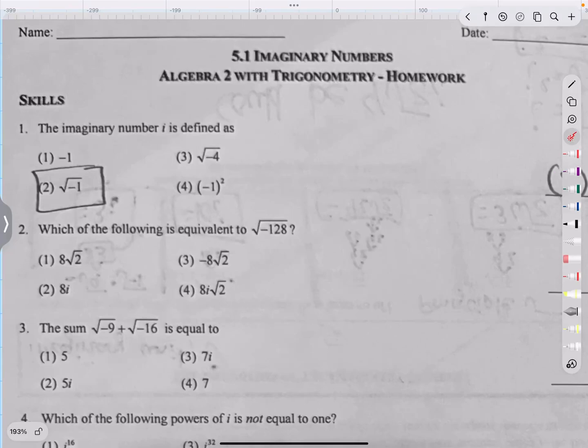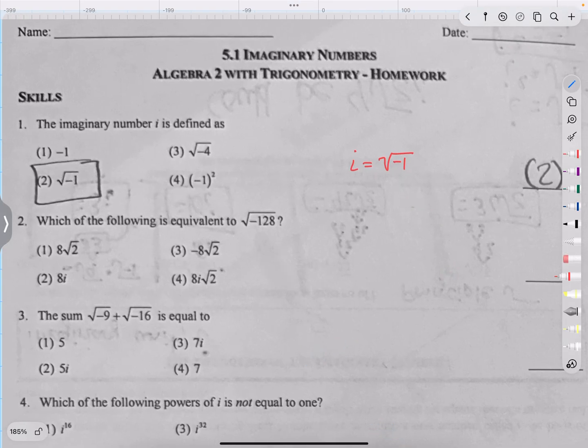So I'll run through these quick. The imaginary number i is defined as the square root of -1. That's perfect. Keep that one memorized. i equals the square root of -1. Which one is equivalent to these?